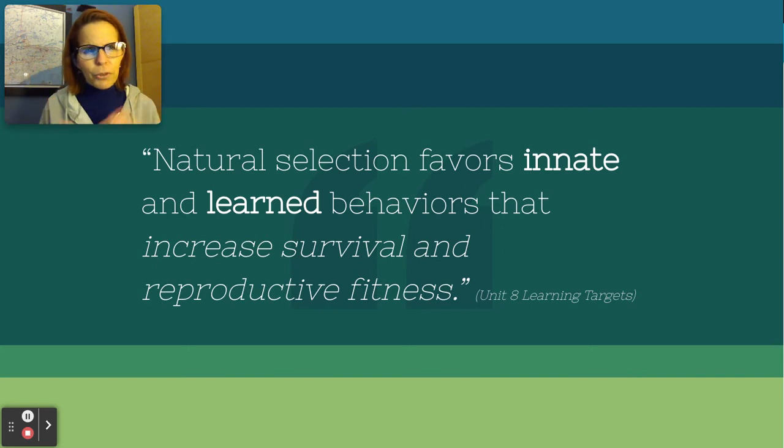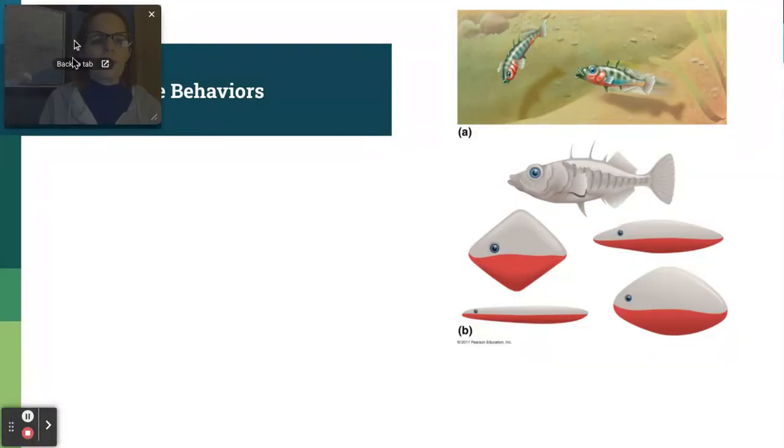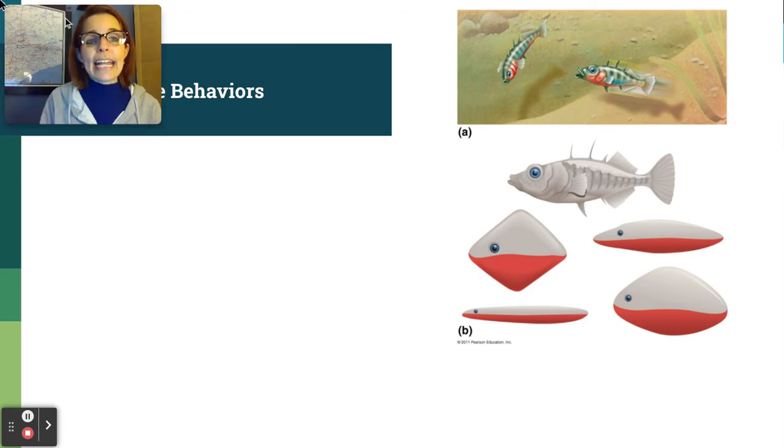All right, so natural selection, like we said, favors innate and learned behaviors that increase survival and reproductive success, or fitness. We're going to clarify what those two terms mean. As long as these behaviors are successful for the parents, they're going to pass them on to their offspring. So the first one that we're going to talk about is the innate behaviors.